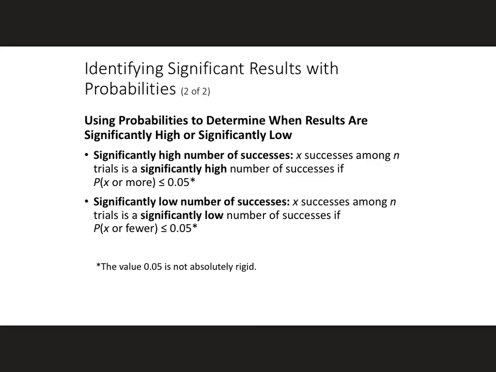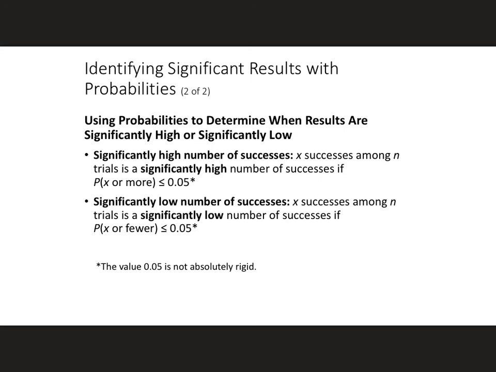Using probability to determine when results are significantly high or significantly low: X successes among N trials is a significantly high number of successes if the probability of that value or more is less than or equal to 0.05. For a significantly low number of successes, you are going to be seeing that the probability of that value or fewer, because we're talking about a low number of successes, is less than or equal to 0.05. Now that value of 0.05 is not absolutely rigid, but that is kind of like an area that we would be looking at.